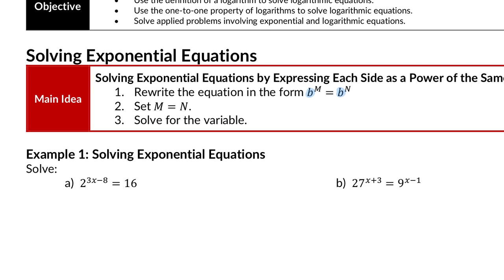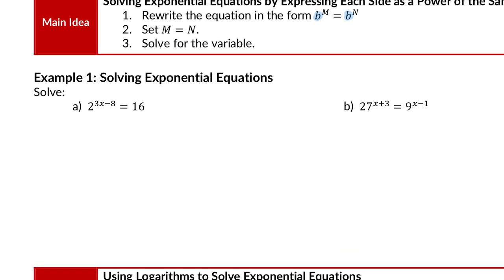So for example, in letter A, I noticed that the base of 2 and the base of 16 can be written as a part of the same power family. So we could write this as 2 raised to the 3x minus 8 power being equal to 2 to the 4th power, because 2 to the 4th power is 16. So if I notice that those are a part of the same power family, boom, I have the bases written as the same, which means I can just make these exponents equal to each other.